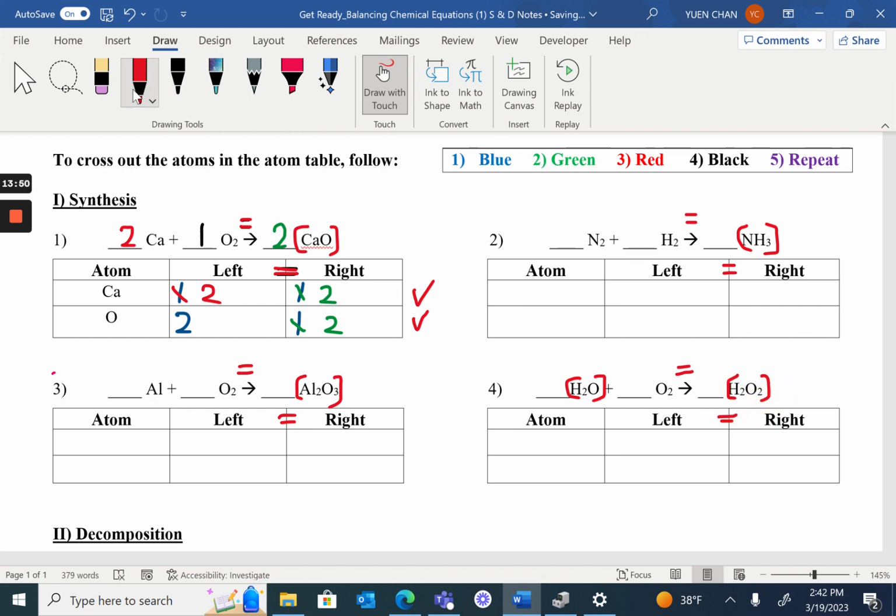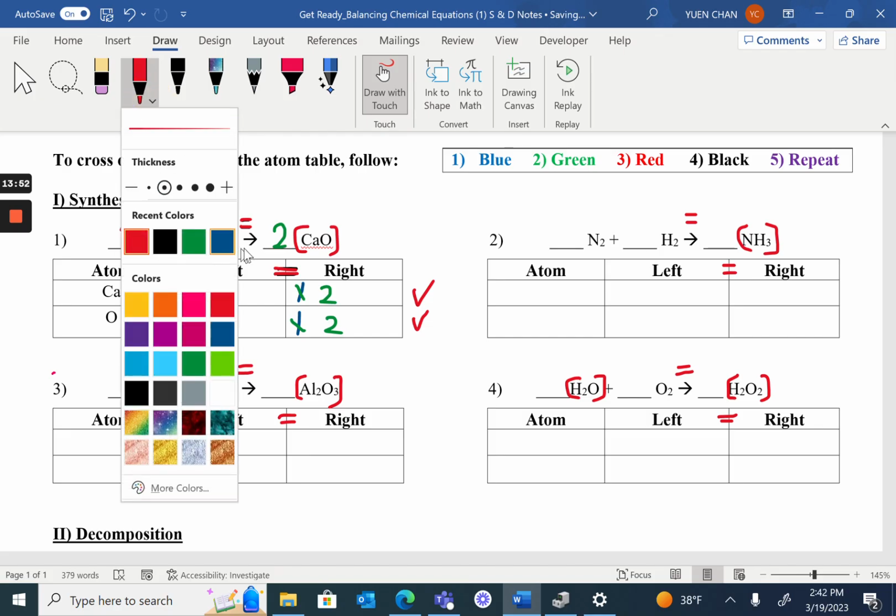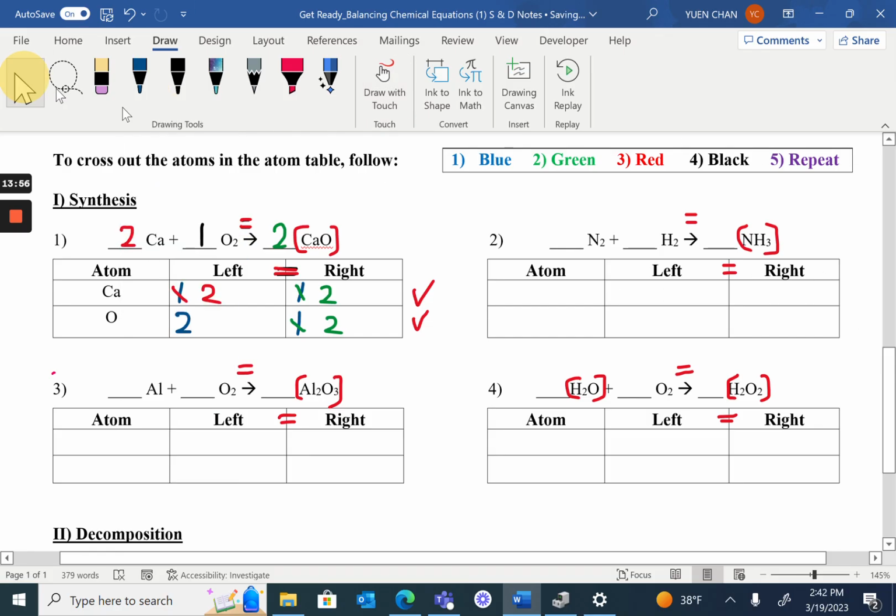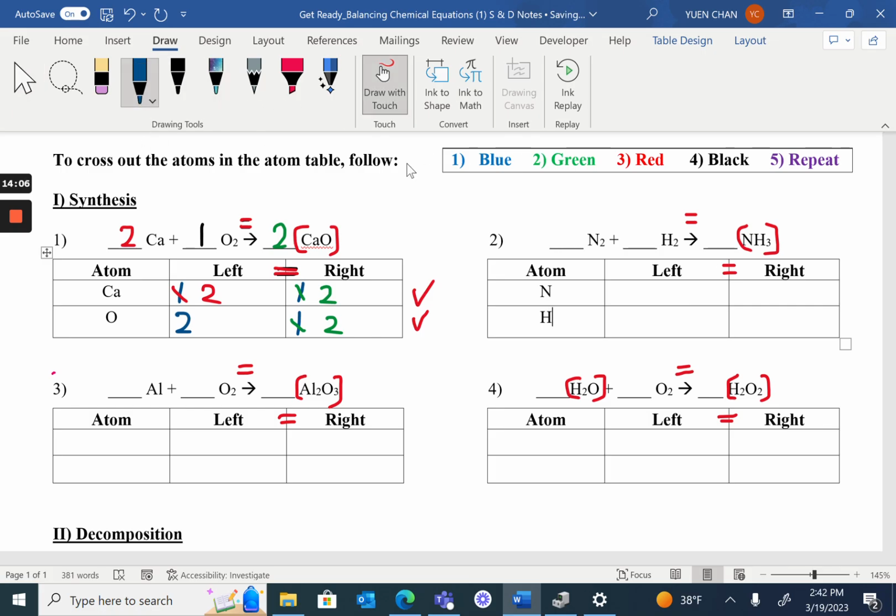Okay. So I'm going to start with blue pen. We're going to start with blue pen to write down how many. Actually, I'm going to type the letter. So number 2, I get N, and I also get H. So on the N, on the left hand side of the equal sign, I got 2N.